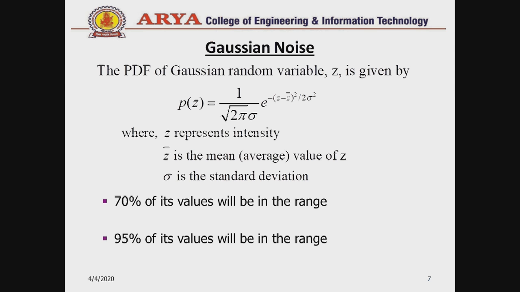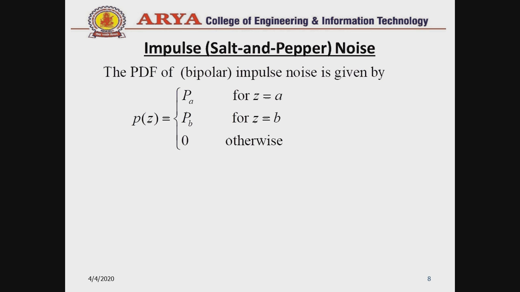Gaussian noise is very easy to model because its PDF is given by this well-known equation, and the probability distribution is easy to understand. If Gaussian noise is distributed randomly, about 70% of its values lie within plus or minus 1 sigma, and about 95% within plus or minus 2 sigma, so it can be easily modeled and restored. The second prominent noise is impulse, or salt and pepper noise.